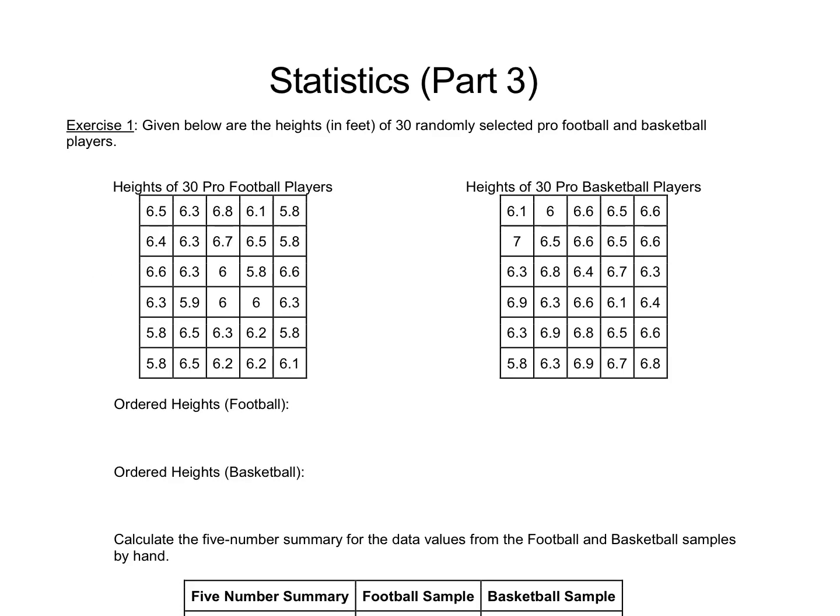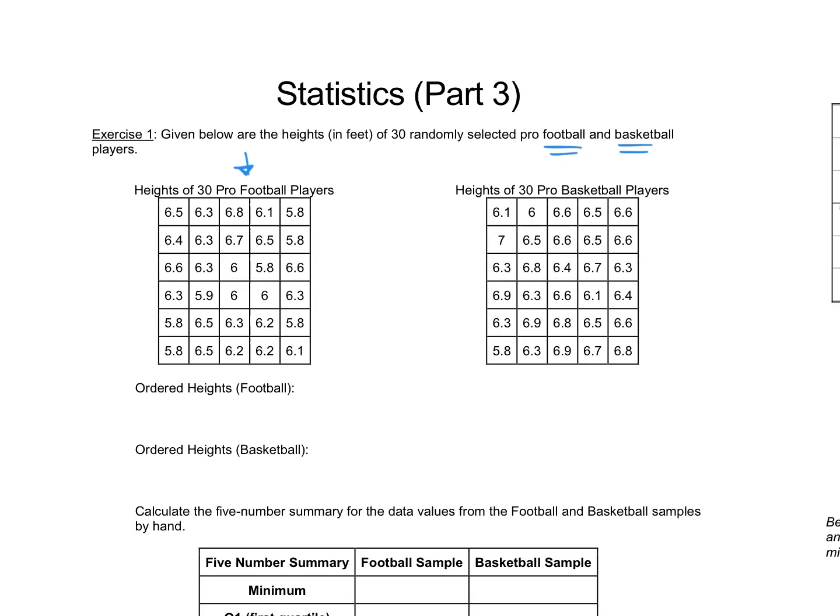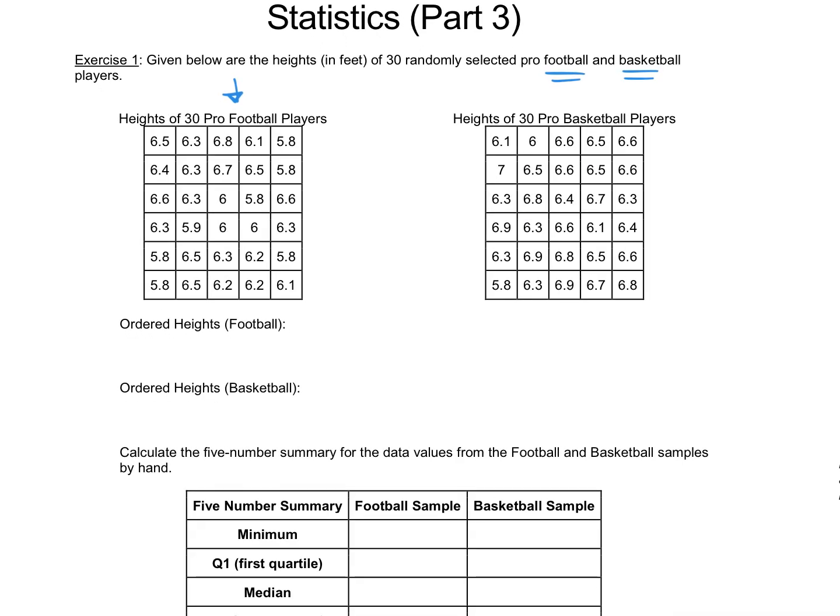All right, for this activity, we're going to look at stats part 3, which is our measures of spread. And so we're looking at exercise 1. It says that given below are the heights of 30 randomly selected pro football and also basketball players. So looking at our pro football players, you can see all their heights listed there. Again, there were 30 of each.